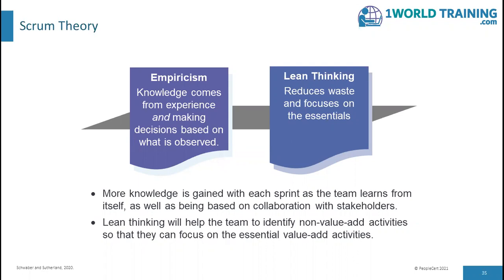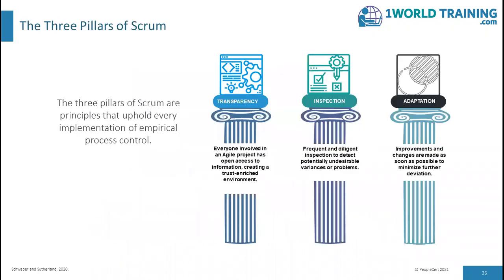Scrum engages groups of people who collectively have all the skills and expertise to do the work and share or acquire such skills as needed. Scrum combines four formal events for inspection and adaptation within a containing event, the sprint, which is a single iteration. These events work because they implement the empirical Scrum pillars of transparency, inspection, and adaptation. And here are those three pillars. The three pillars of Scrum are principles that uphold every implementation of empirical or evidence-based process control.